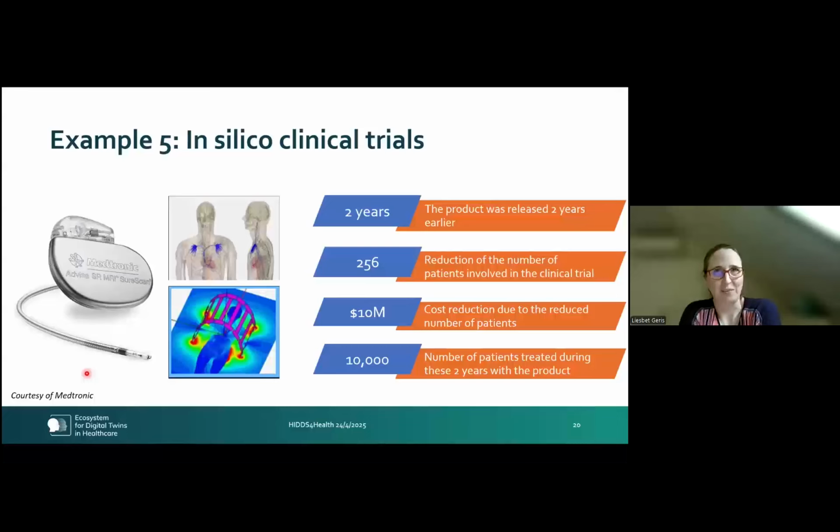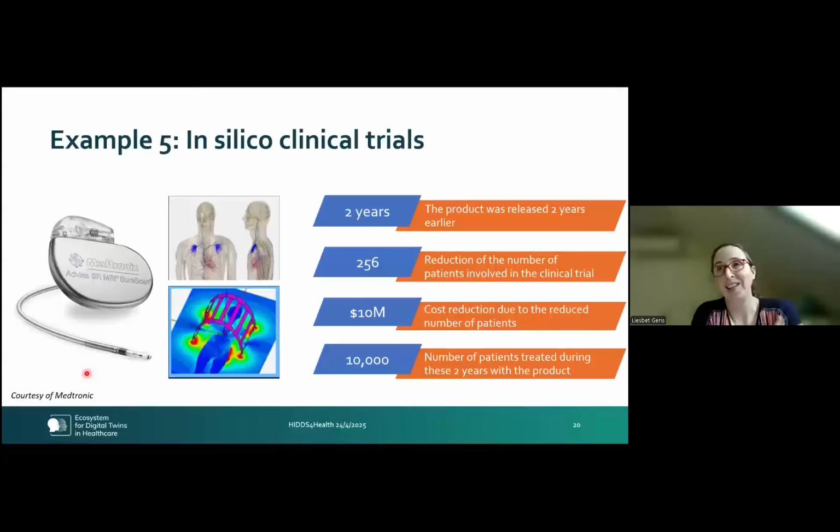So that means the product was on the market 2 years earlier. They could start making money. They didn't have to pay for the clinical trial. So this is a very clear example of how financially this is beneficial, and also for the patients, because now you have 10,000 patients that do have a pacemaker that is allowed in an MRI.